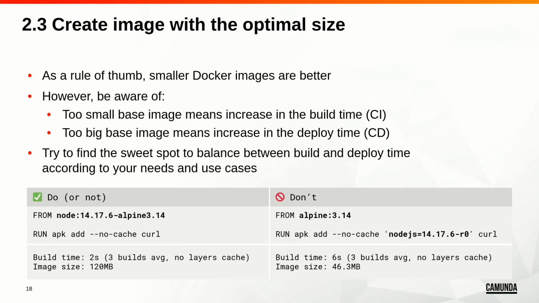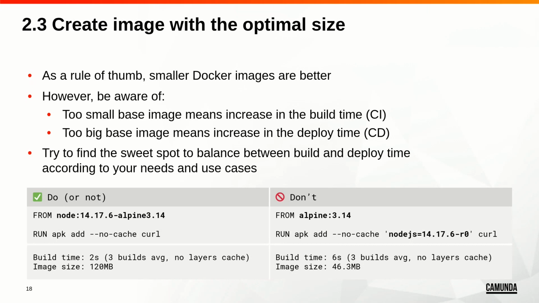Create images with the optimal size. Here again, I use the word optimal, unlike many other recommendations which use smallest. Yeah, as a rule of thumb, smaller Docker images are better. However, sometimes we need to balance between build time and deploy time, which is basically affected by the Docker image size. My question always is, is it okay if we save a couple of megabytes, but the image takes 30 minutes to build? For me, that's not okay.